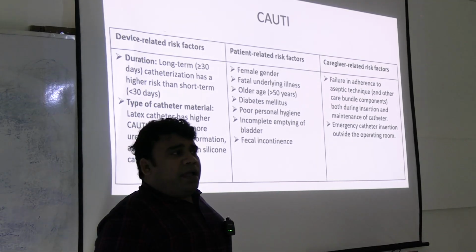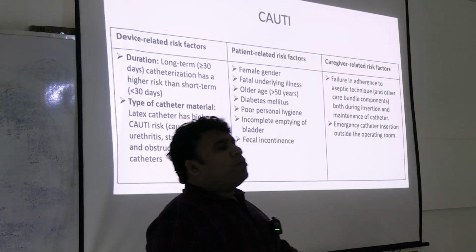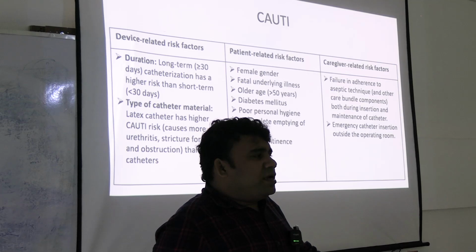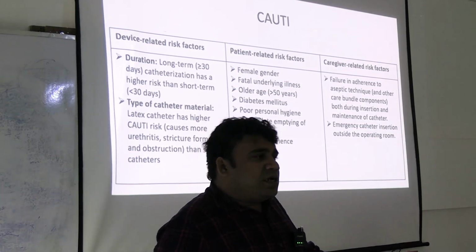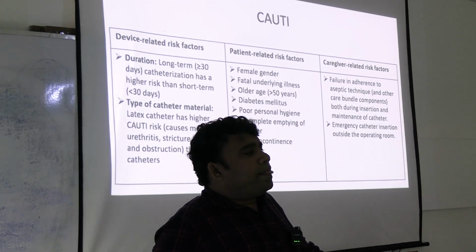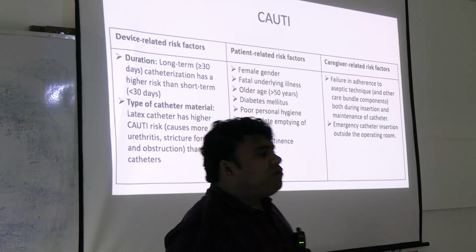Then, any kind of illness which alters the nutritive capacity of the body. When the nutrition is altered, the ability to defend against any sort of infection will decrease. So, patients admitted in the critical care units, or say patients having malignancies on chemotherapy, have a higher chance of getting infected.